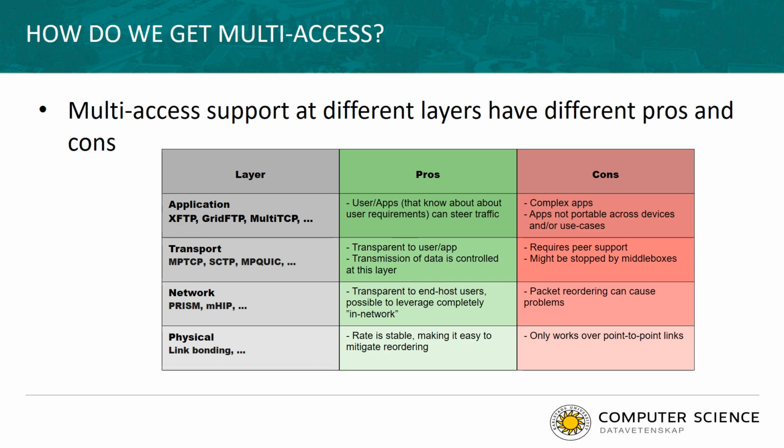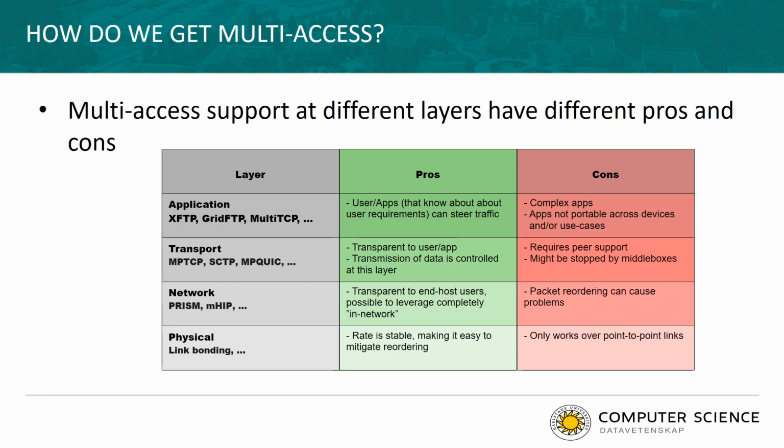Well, if we start to look at the application layer, integrating multi-access support in the applications gives you a lot of flexibility. You have a lot of knowledge about your application and you can steer your traffic according to this. But it may also lead to more complex applications. And it means that each application has to implement this support individually. It may also mean that your application is not portable across devices, or that it cannot be used in the same way across use cases.